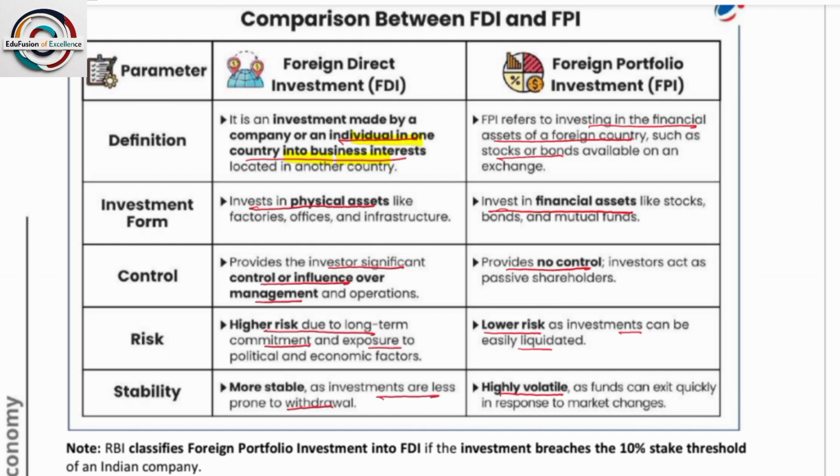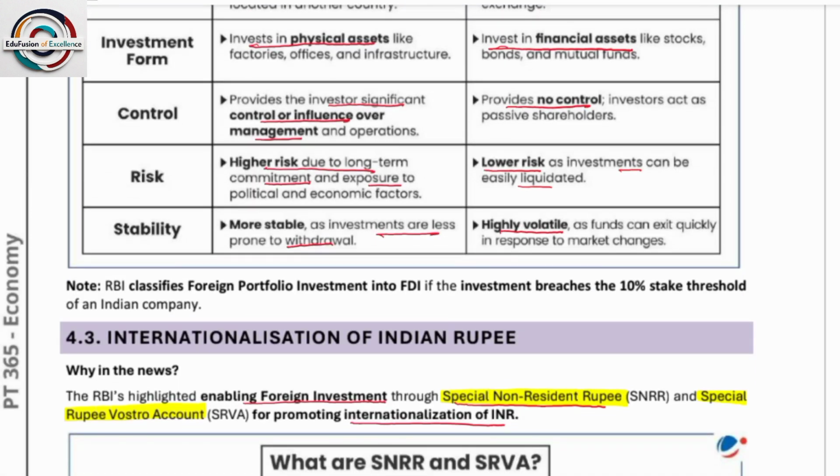Investment made by a company or an individual in one country into business interests, whereas FPI is to invest in the financial assets of a foreign country, such as stocks and bonds. So FPI is basically invested in stocks and bonds, meaning financial institutions, whereas FDI is basically in business. FDI invests in physical assets, whereas FPI invests in financial assets. So risk is high in FDI, whereas it is lower in FPI. FDI is more stable, whereas FPI is highly volatile.